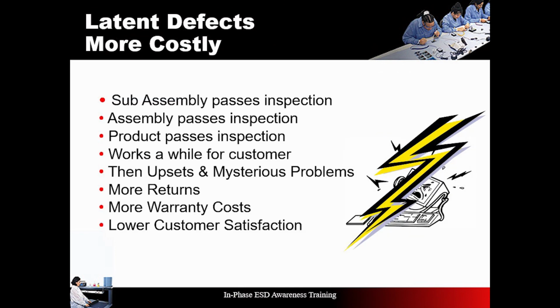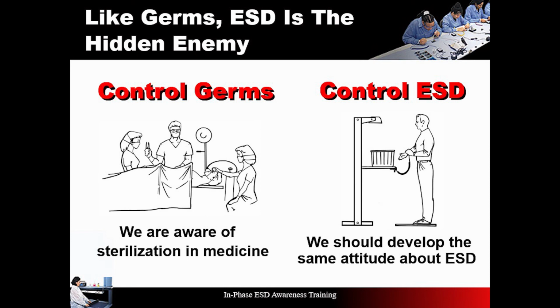Latent defects are more costly to our company. Assemblies with a latent defect will pass inspection and be shipped to our customers. They will work for a while, but when they develop issues, it will be difficult to identify. This will result in more returns, more time troubleshooting, and more repair costs. It goes without saying this results in lower customer satisfaction as well. We should treat electrostatic discharge as germs are treated in operating rooms, as an invisible but omnipresent threat.